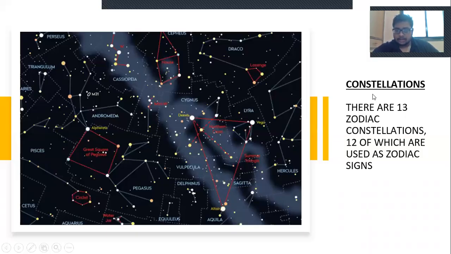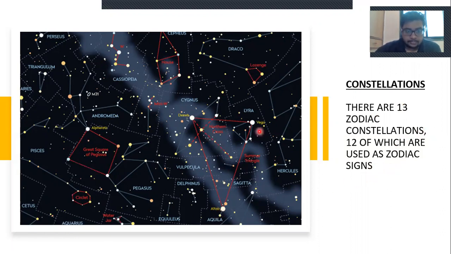There are 13 zodiac constellations, and 12 of which are used as zodiac signs. Just a second, I'll show it to you. This is a constellation. Constellation means stars that give out a recognizable pattern, and it's quite interesting that all these stars align together in the same specific way over the years, and we are able to see and detect them. So there are 13 zodiac constellations, and 12 of which are used as zodiac signs.